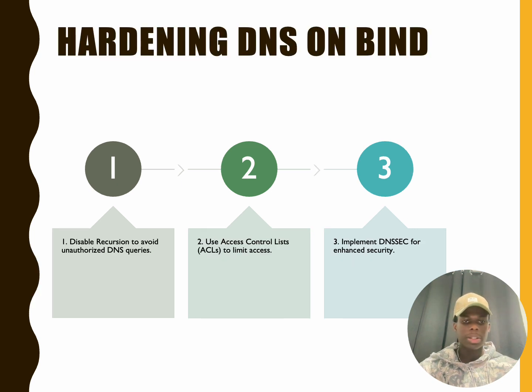To secure our BIND configuration, we disable recursion to prevent unauthorized queries, similar to IIS. Then we use access control lists, or ACLs, to define who can interact with our DNS server. Finally, we implement DNSSEC, which adds signatures to our DNS data, ensuring its integrity.